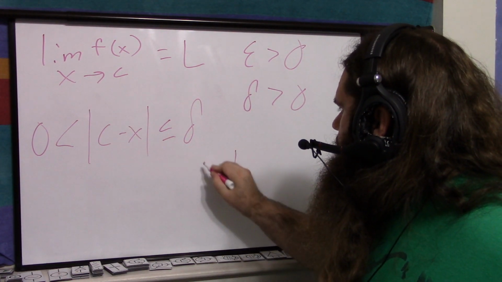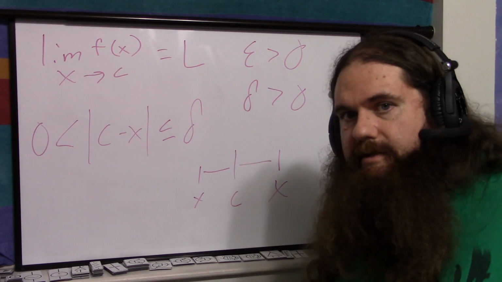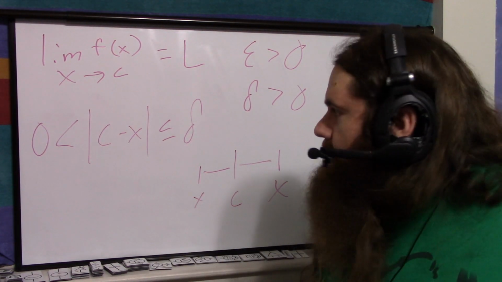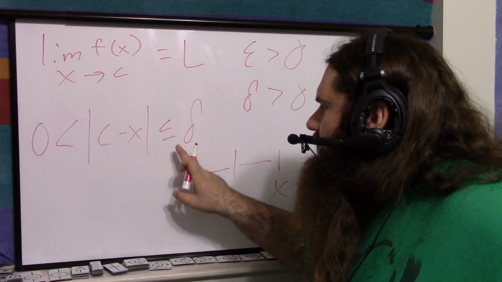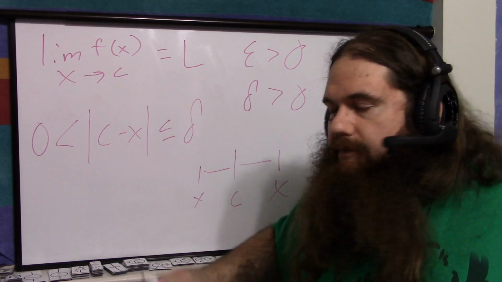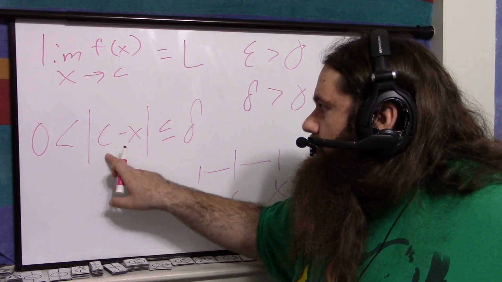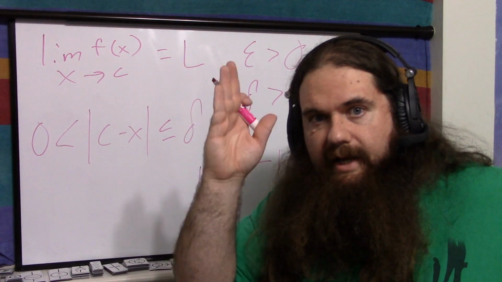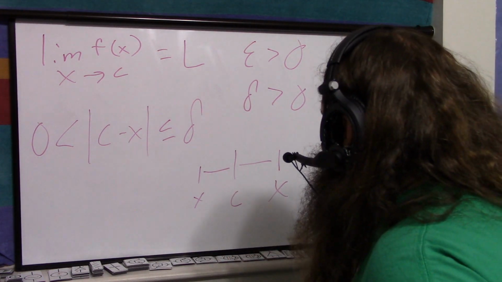If this is c, then x is here, it's this distance. If x is here, it's this distance. This is the distance you are from c. The delta is a boundary on that distance. This is saying you must be less than or equal to this far from c when you've got your particular x, but not actually at c. It's not 0. C minus x must not be 0 because we can't calculate. That's the whole point. We can't just say f of c. If we could, we'd be done. We wouldn't need the limit.